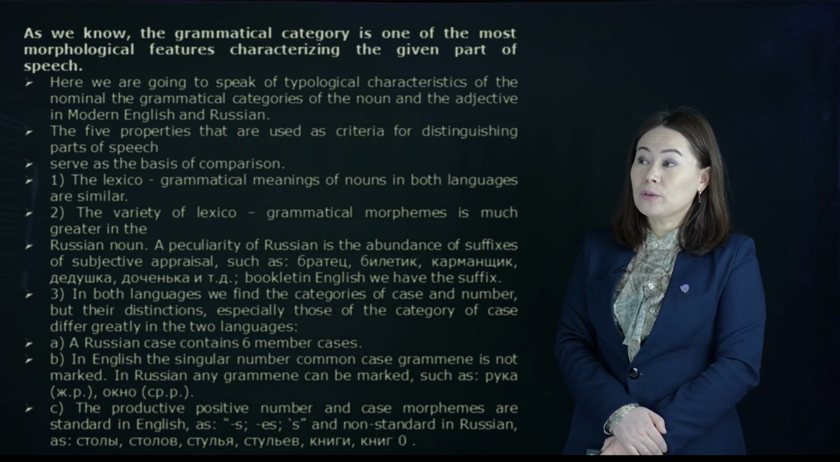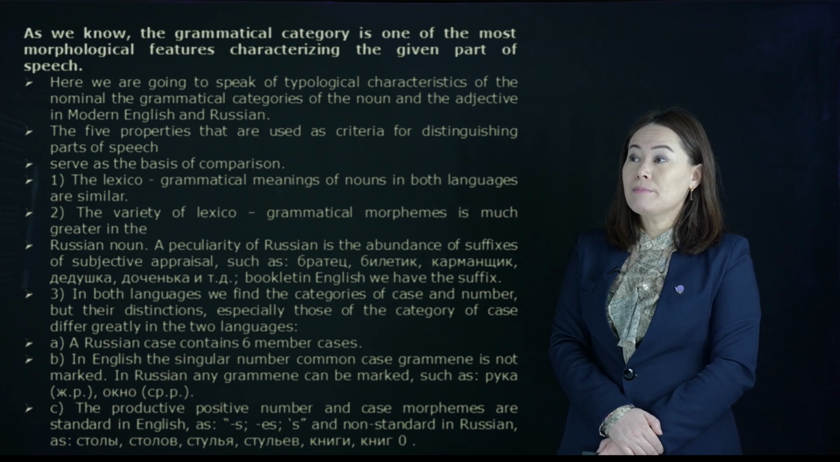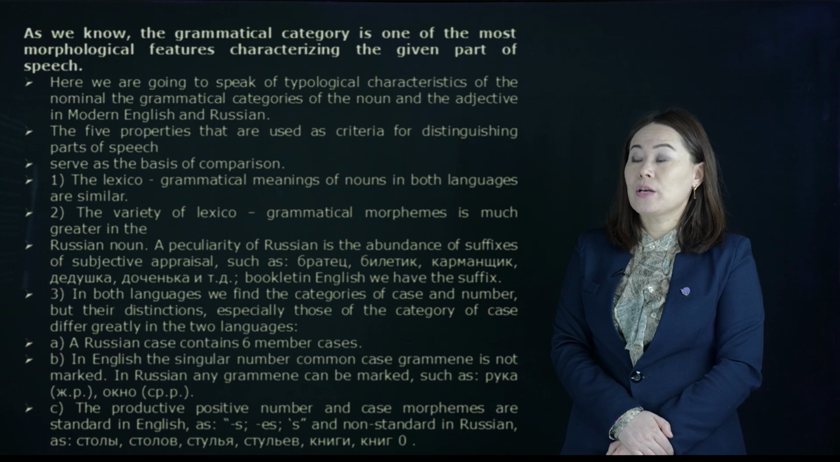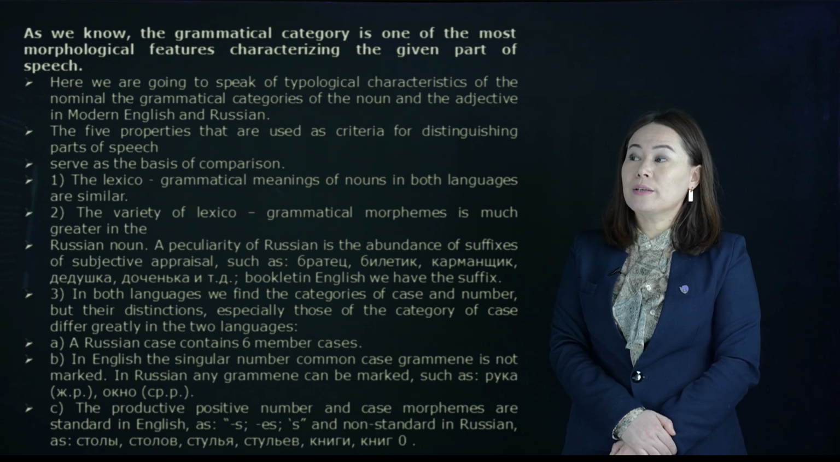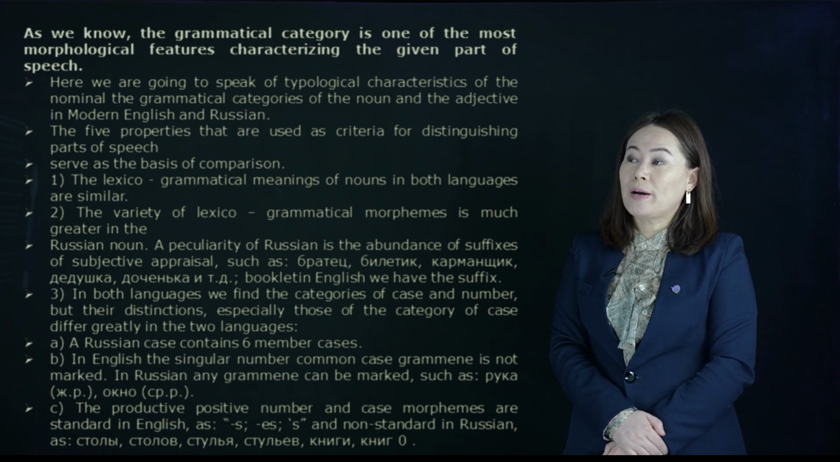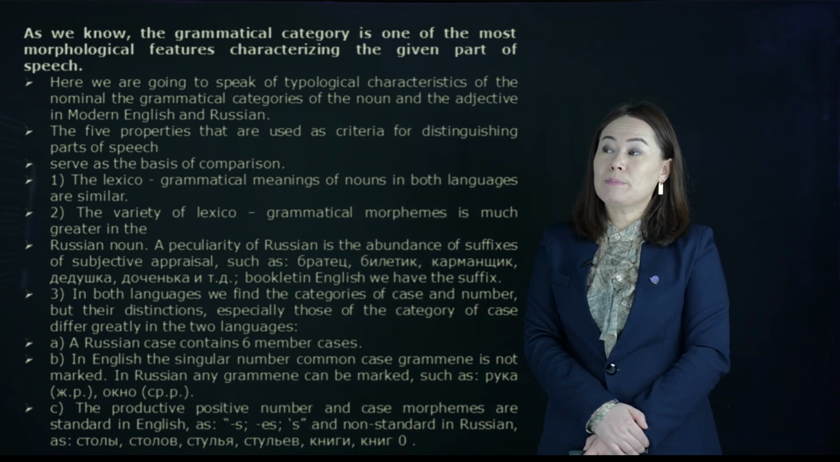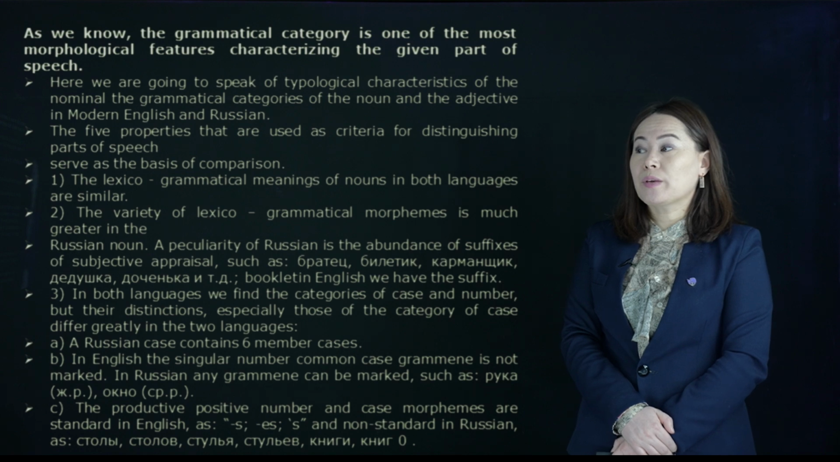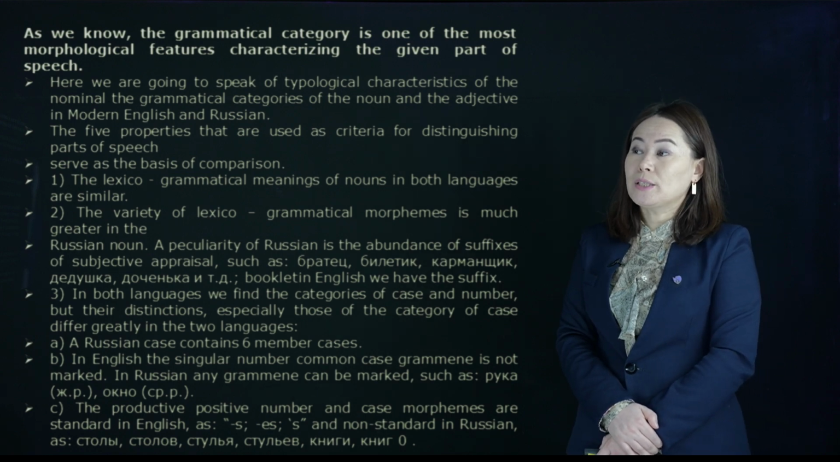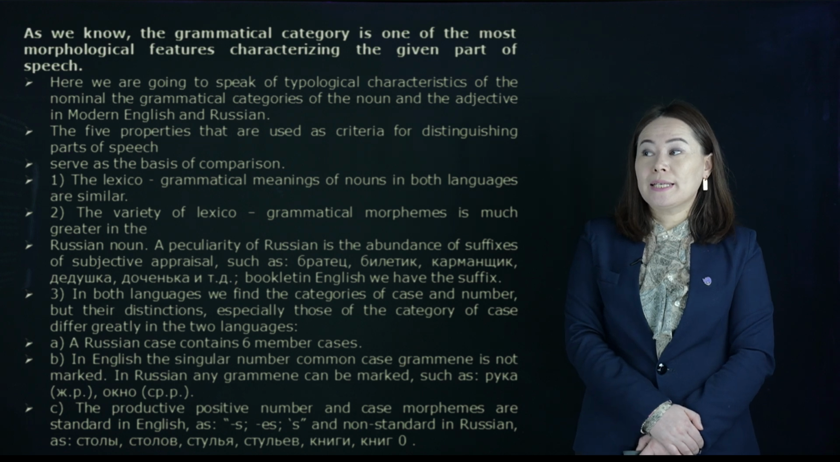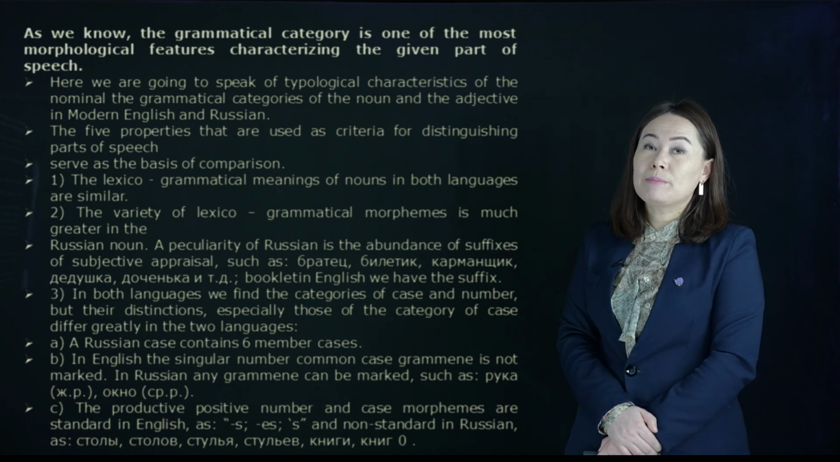A peculiarity of Russian is the abundance of suffixes of subjective appraisal, such as братец, билетик, карманчик, дедушка, доченька, and so on. In English, we have the suffix -let, as in booklet. In both languages, we find the categories of case and number, but their distinctions, especially those of the category of case, differ greatly in the two languages. Russian case contains 6 member cases.